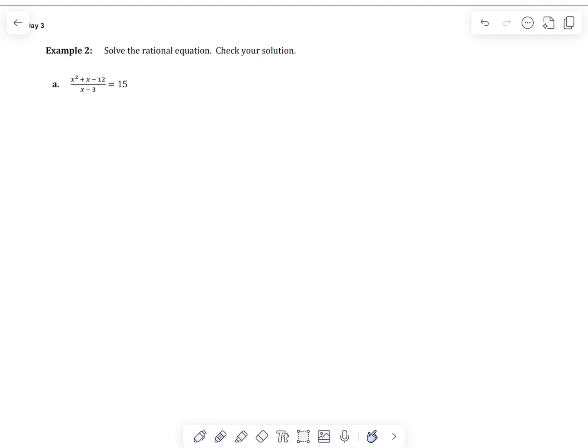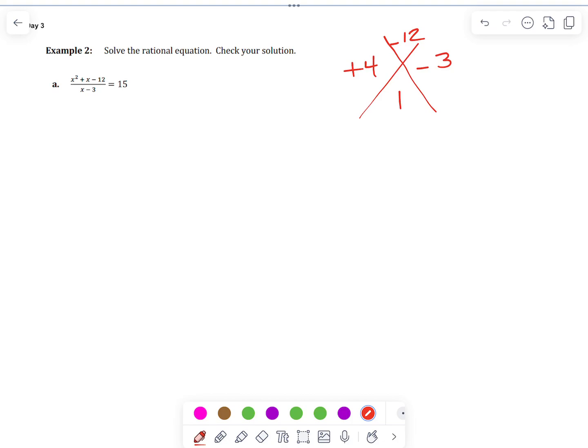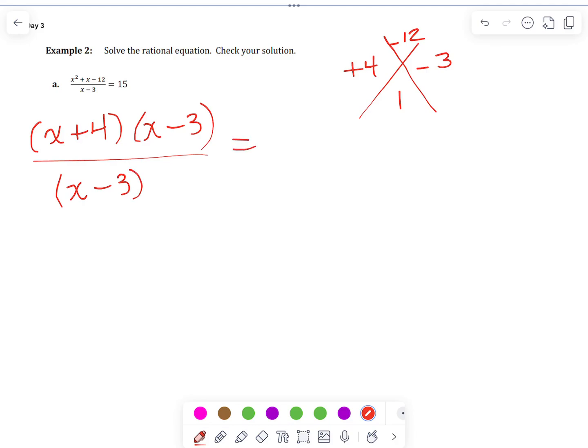All right, next one. We factor by the diamond method in the numerator. So what are the factors of negative 12 that add to positive 1, which is positive 4 and negative 3. So the numerator will be the quantity x plus 4, x minus 3, all over x minus 3 equals 15.